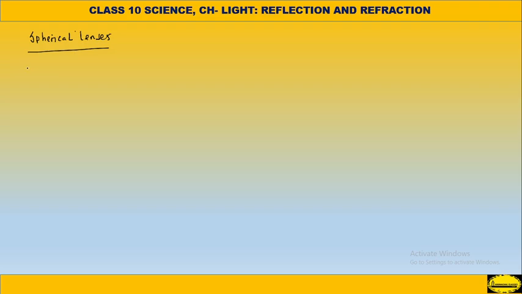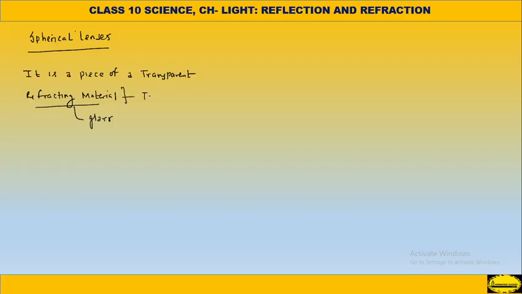So we can say that it is a piece of transparent refracting material, and this refracting material is glass, and it is having two surfaces, and both the surfaces are spherical.